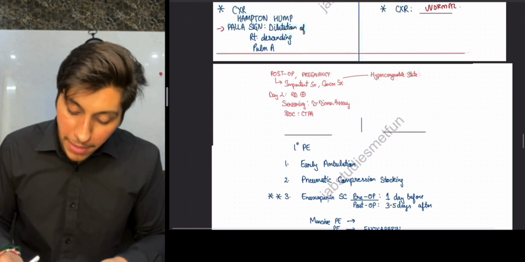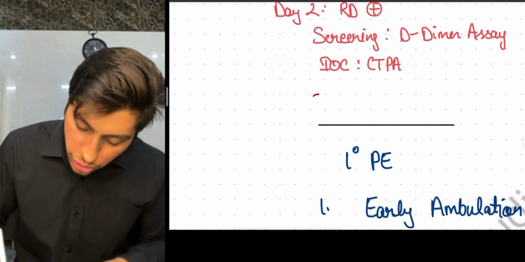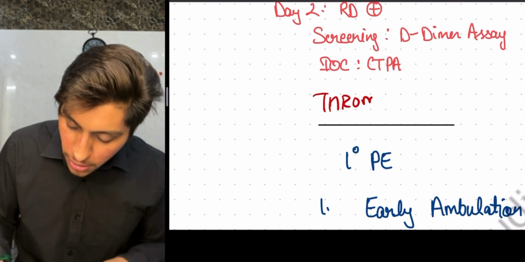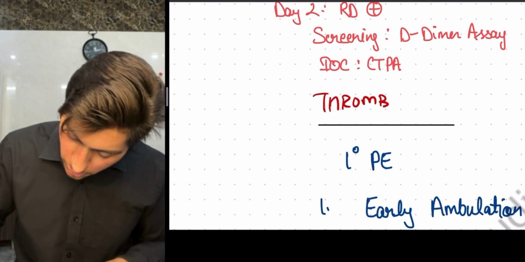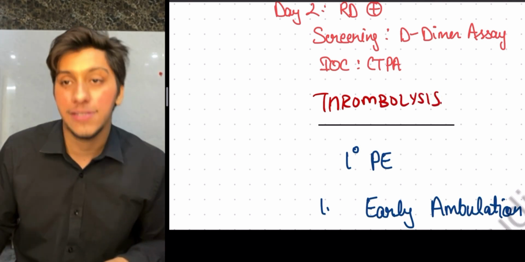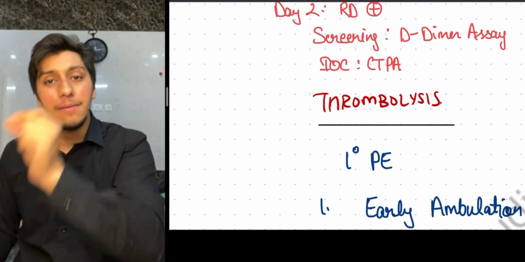Guys, in case of massive pulmonary embolism, you know this is a thrombus, there is a clot. So what are you going to do? We are going to do thrombo, breaking down the clot. So that is thrombolysis. You're going to do thrombolysis. But guys, thrombolysis is contraindicated in submassive pulmonary embolism.